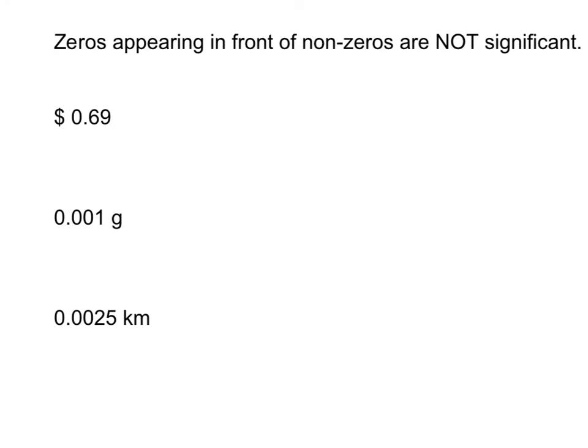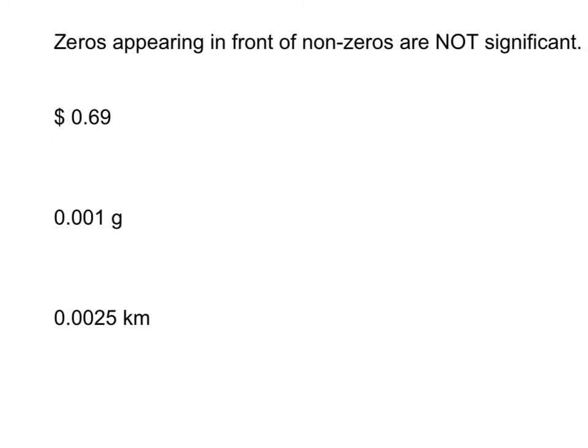The next rule is one that sometimes upsets people when they see it. It states zeros appearing in front of non-zeros are not significant. In some cases, it kind of makes sense. A lot of times you're not going to see zeros that occur in front of just regular numbers. Nobody would write the number 1,000 as 0,100, okay? That's generally not very common.